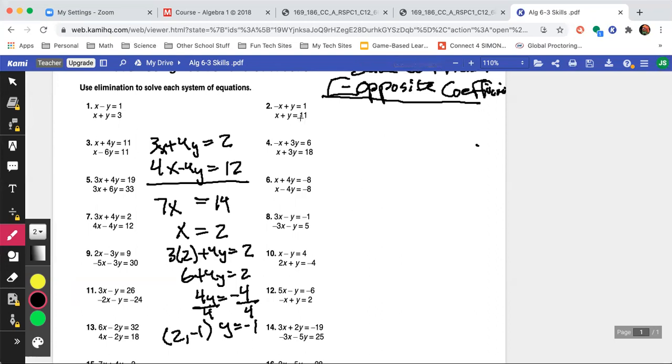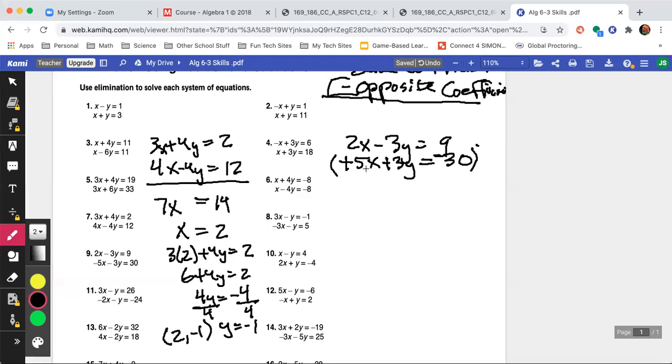Let's try 9. Let's just keep going down there. All right, so 9, you've got 2x minus 3y equals 9, and then you get -5x minus 3y equals 30. Because my y's have the same number in front of them but they're not opposite, I'm going to have to do that trick on the bottom one where I change the sign on all of them. So this is going to become +5x, this is going to become +3y, and this is going to become -30.